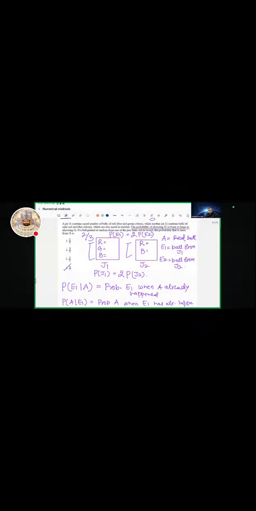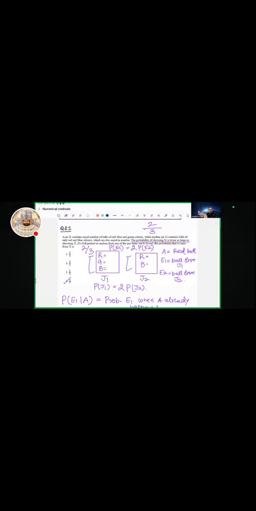So let's repeat this question, okay? Because once we repeat, then the question will be very simple. Let's repeat this question. There were two jars, jar 1, jar 2. We call event 1 as jar 1, meaning getting the ball from jar 1 is known as event 1. Getting a ball from jar 2 means event 2. And what has already happened? Whatever has already happened, we call this A. A means that a red ball is already out.